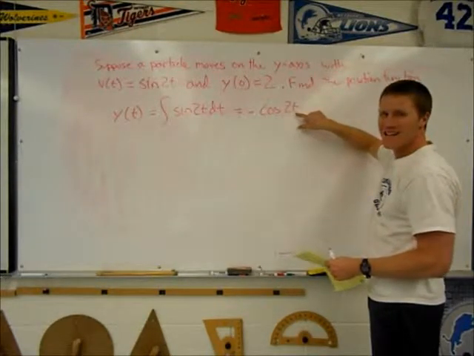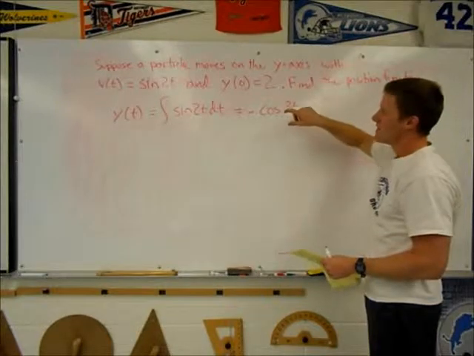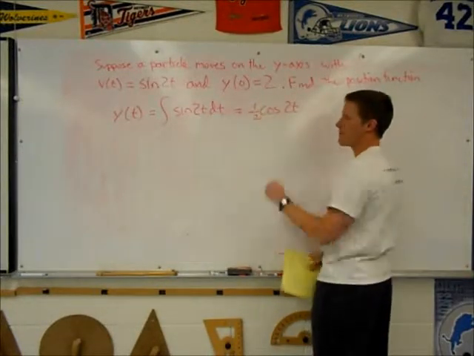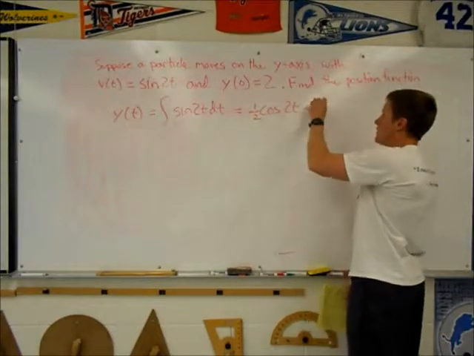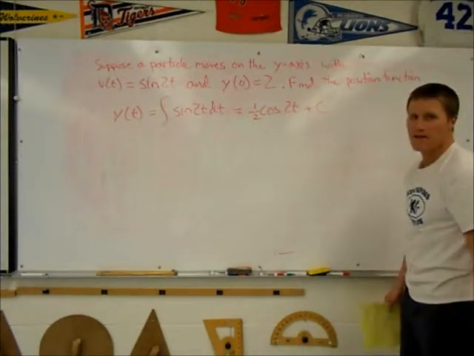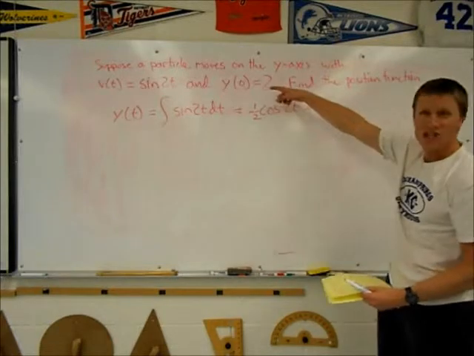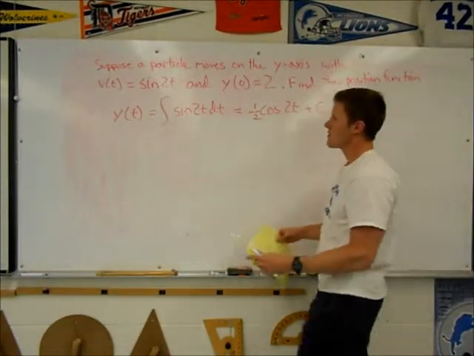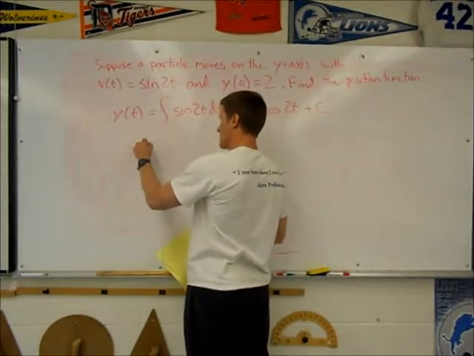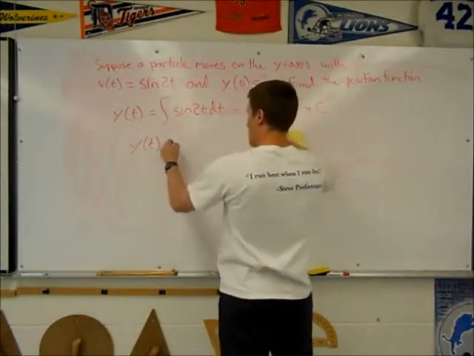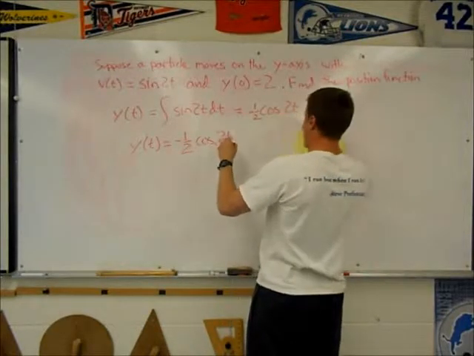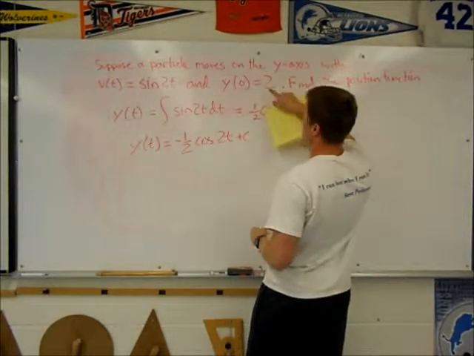The derivative of 2t is 2. That's not over there, so something must cancel it. It's a 1/2. There's the general. Use the initial condition to find the value of C. But let's collapse that first.